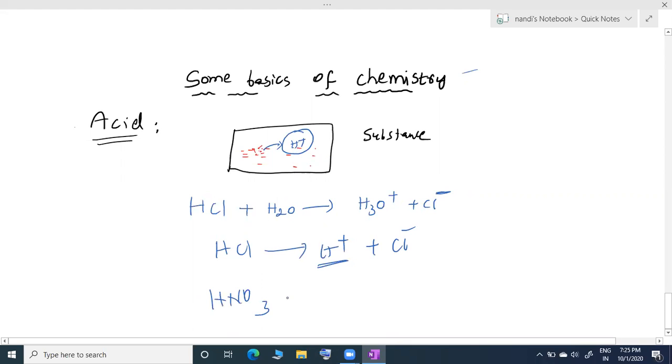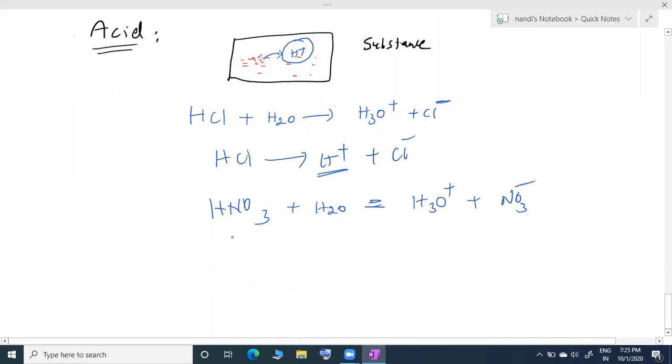So here H plus releases. Same with HNO3. When dissolved in water, you get H3O plus plus NO3 minus. Similarly, you can write HNO3 alone or with water, it doesn't matter: H plus plus NO3 minus. But the first is more correct because H plus alone can't exist, so it combines with water. Both are correct, it doesn't matter here.